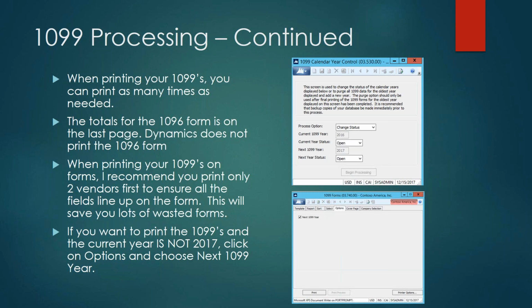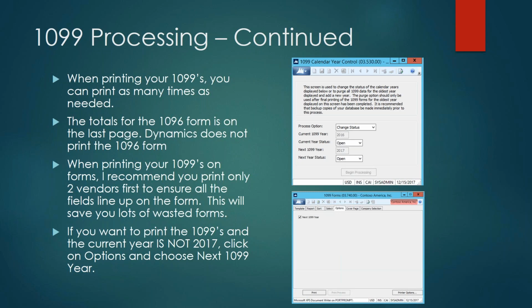Now, when you're printing your 1099s, I recommend that you only print a couple vendors at a time and look at the forms to see if they line up okay, because everybody's printers are a little bit different. So the totals could be skewed in some of your boxes. So instead of wasting all of your 1099 forms, just print a couple vendors and take a look.